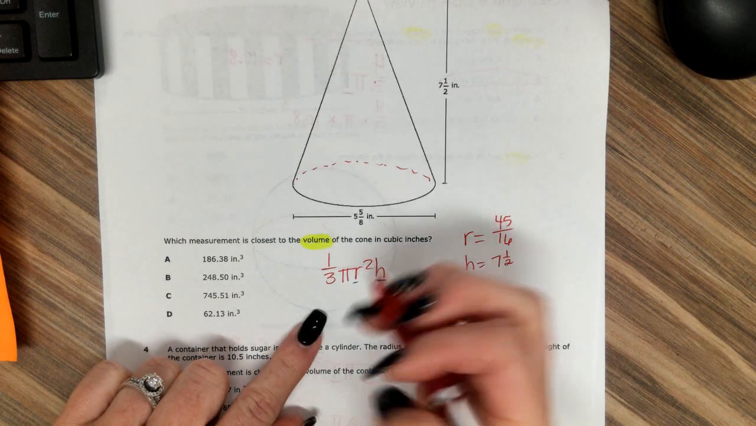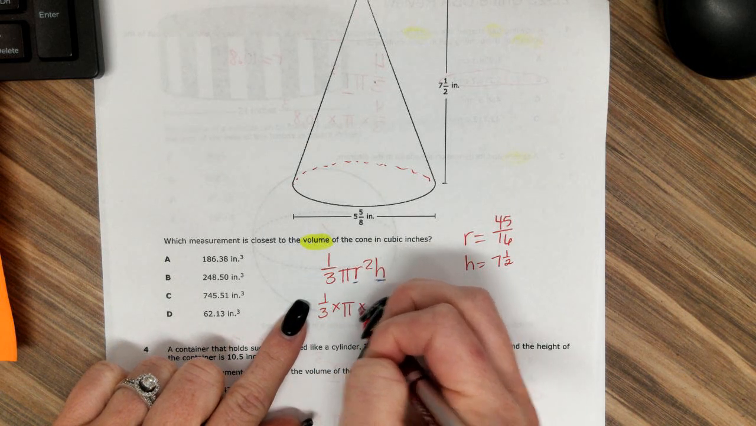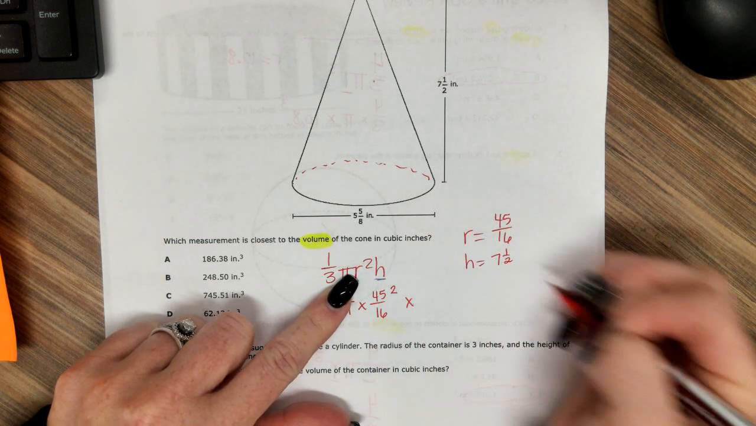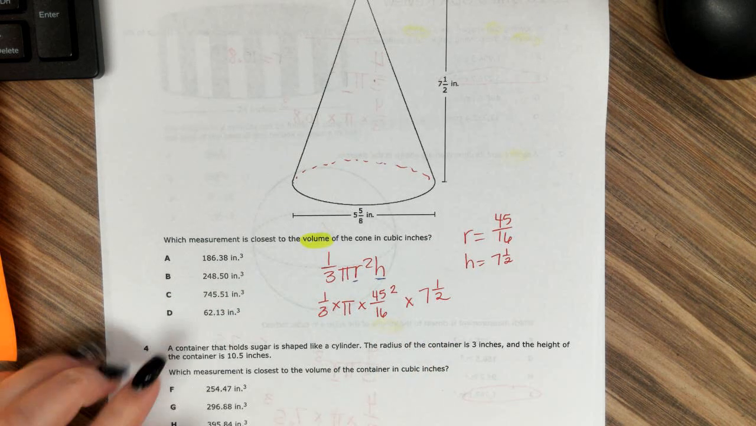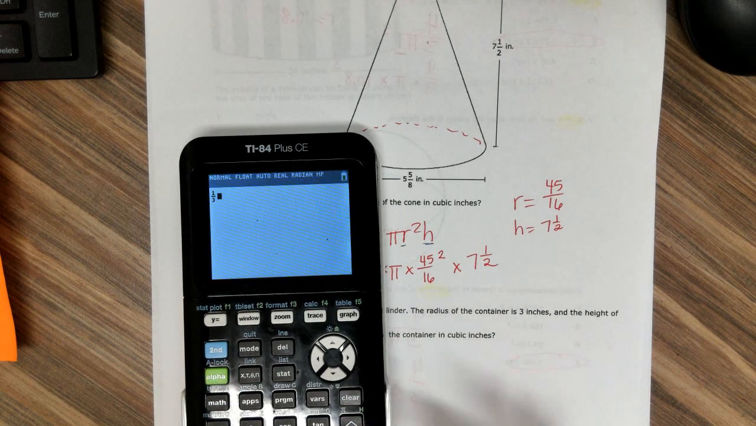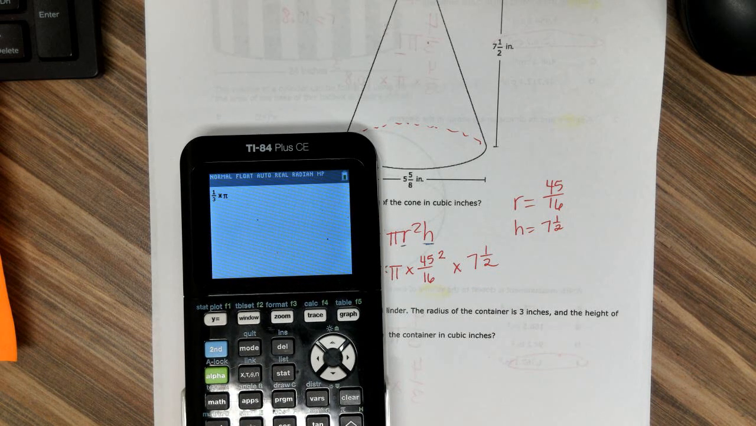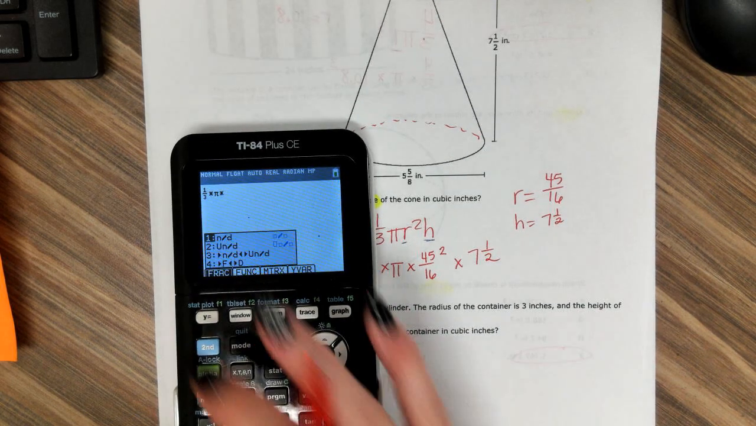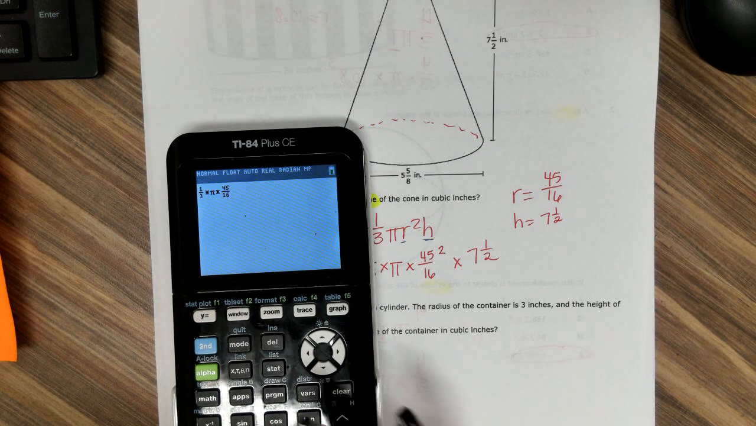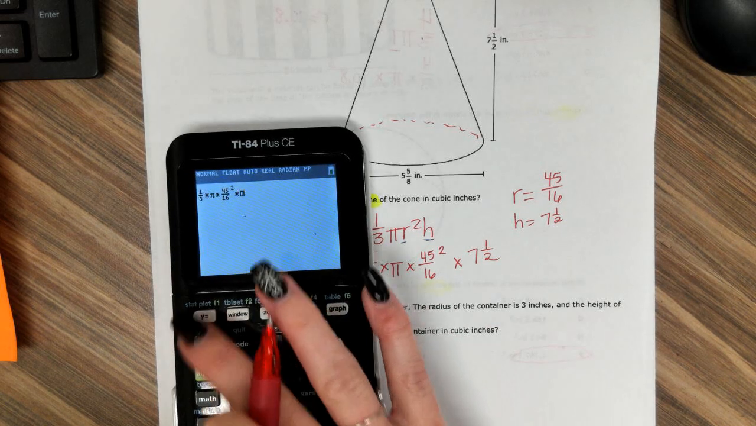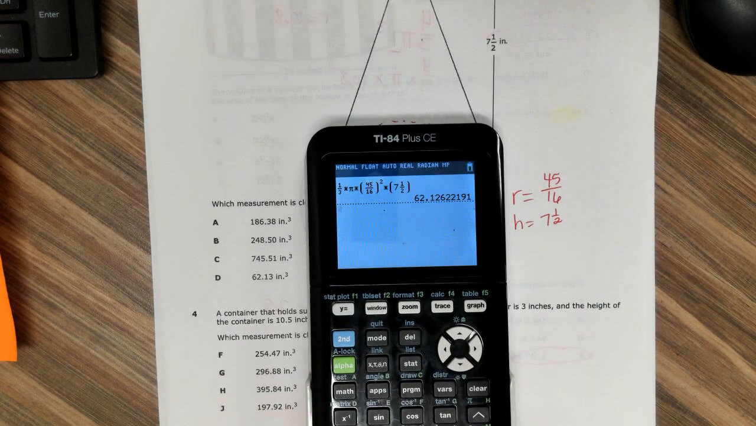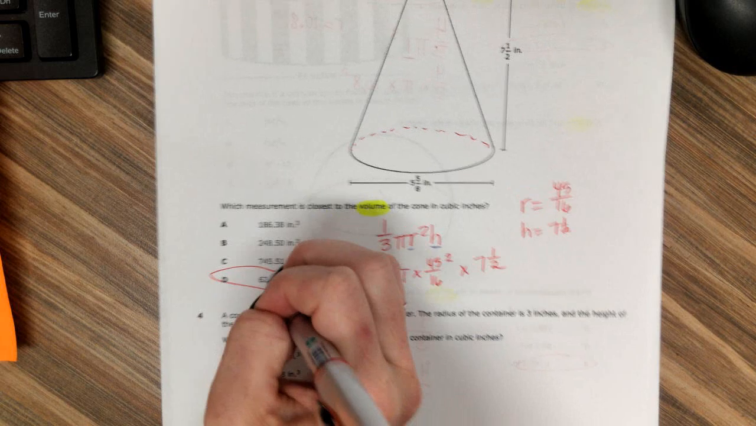All right, so I'm going to do 1/3 times pi times my radius, 45/16, squared times my height, which is 7.5. And I'm not worried about fractions because my calculator does all of them. So 1/3 times pi times, and I'm going to use alpha y equals to put that 45 over 16. I'm going to tab out and hit squared times alpha y equals option 2, 7 and 1/2. And the answer is 62.13.